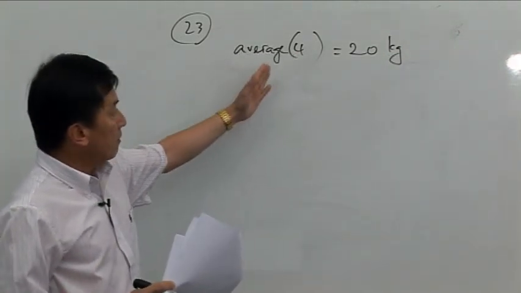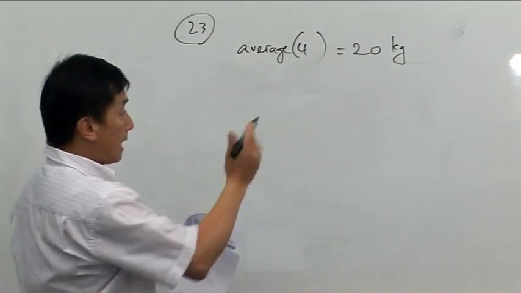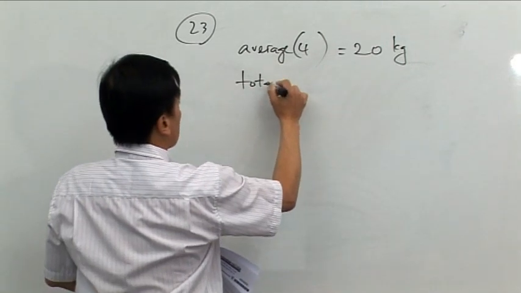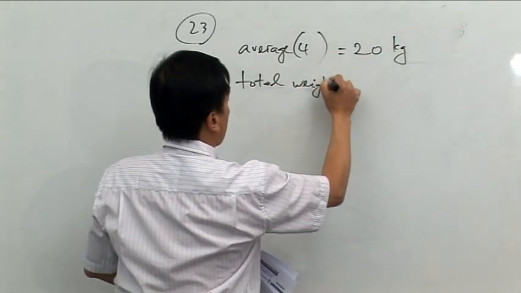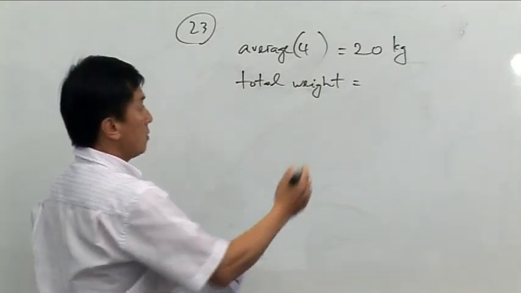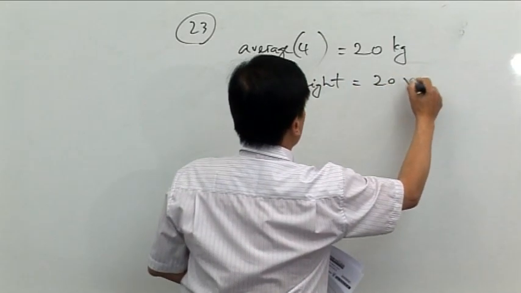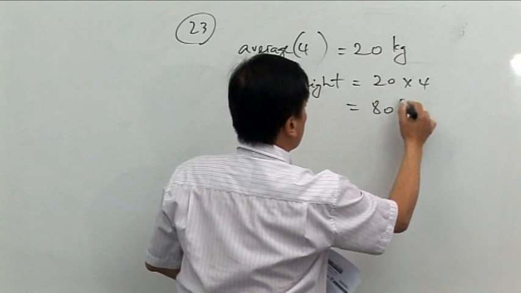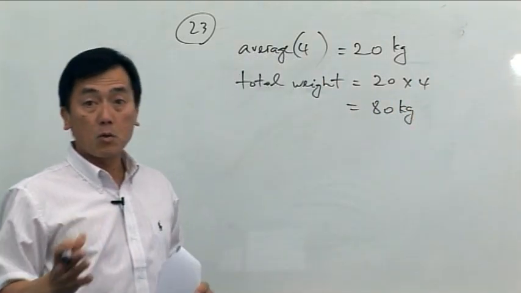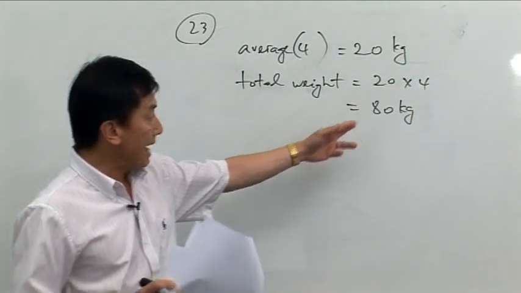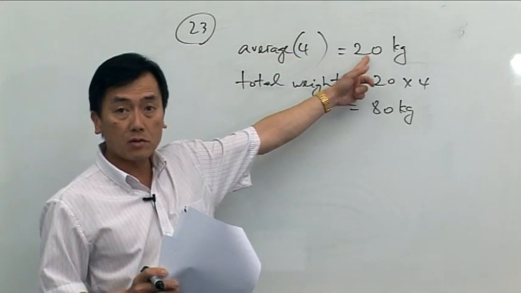Now you know that the average of 4 bags equals 20. That means the total weight must equal 20 multiplied by 4, which is 80 kilograms in total. Okay, we can double check. 80 divided by 4 will give us an average of 20.